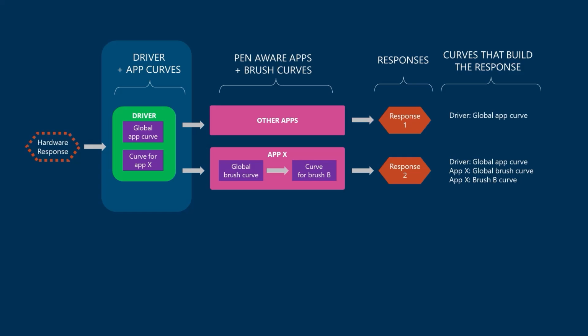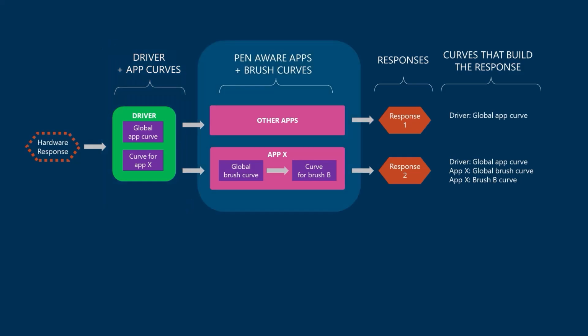And I want to stress one point here. The driver has these two curves, but it will only ever use one of them with any given application. The driver will not use the global curve and then apply the application curve. It's an either-or situation. These are mutually exclusive.